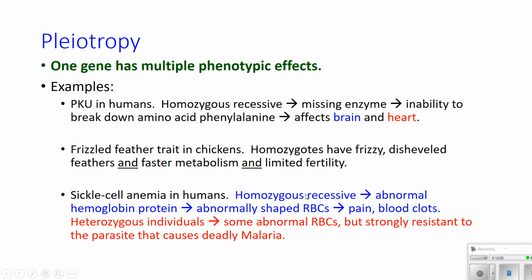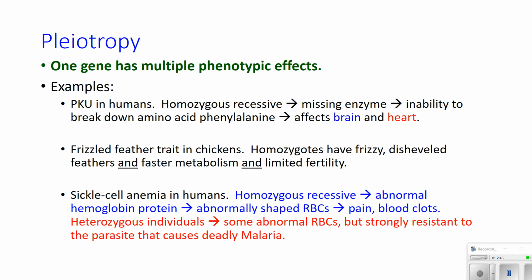People that are homozygous recessive for this gene have abnormal hemoglobin protein, which causes the red blood cells to be sickle-shaped, hence the name, sickle cell anemia. Instead of nice, round, smooth blood cells, they're shaped like little quarter moons, and they do not flow smoothly through the capillaries of the body, and they get stuck, and they clot, and they form very painful blood clots that restrict blood flow and affect stamina and the delivery of oxygen throughout the body. So that's the main effect that this gene has.